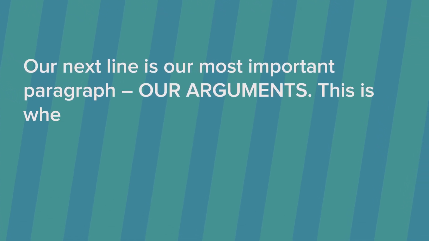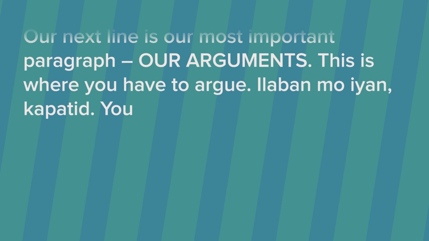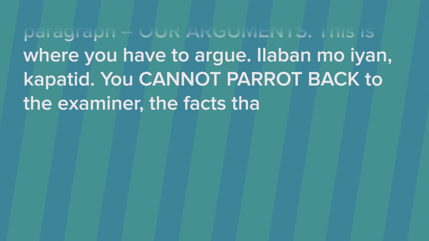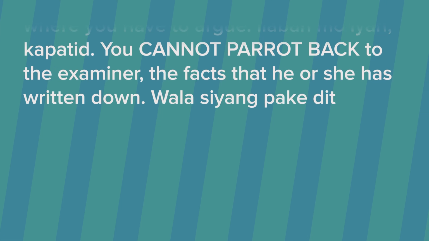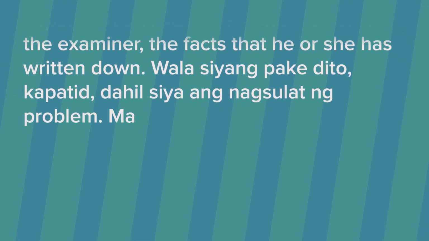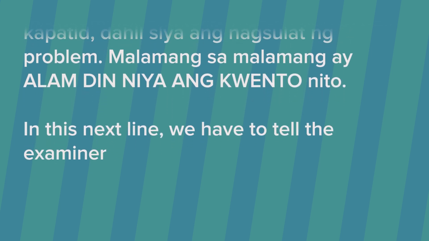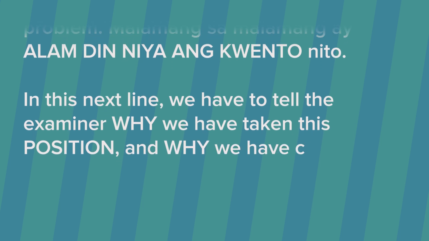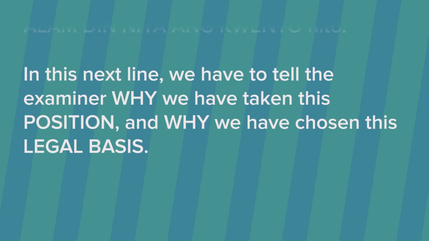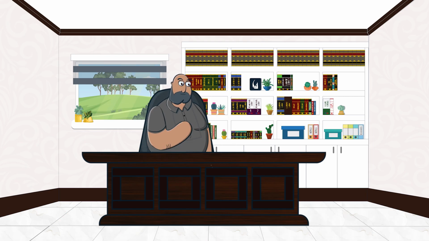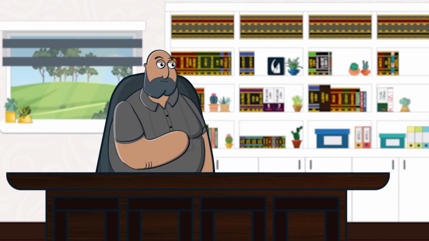Our next line is our most important paragraph, our arguments. This is where you have to argue. Ilaban mo yan kapatid. You cannot parrot back to the examiner the facts that he or she has written down. Wala siyang paki dito kapatid dahil siya ang nagsulat ng problem. Malamang sa malamang ay alam din naman niya ang kwento nito. In this next line, we have to tell the examiner why we have taken this position and why we have chosen this legal basis. We have to give back to the examiner what he or she needs. It's our chance to say, "Ha, I see what you did there." We do this by arguing why we are correct. In effect, we need to sell to the examiner why we are correct.